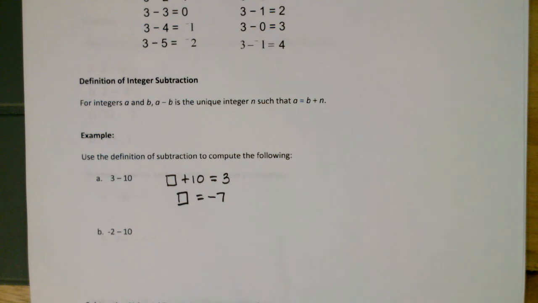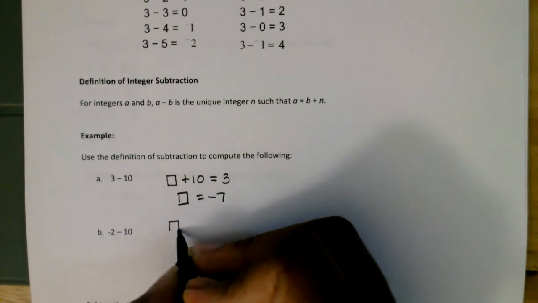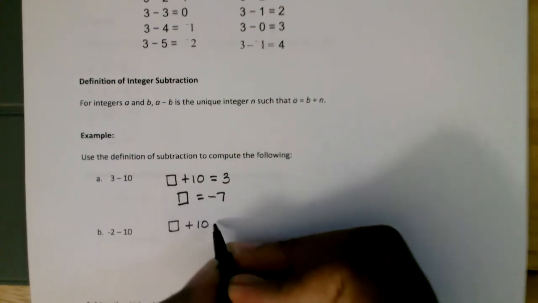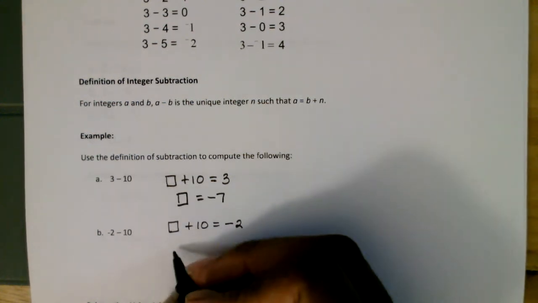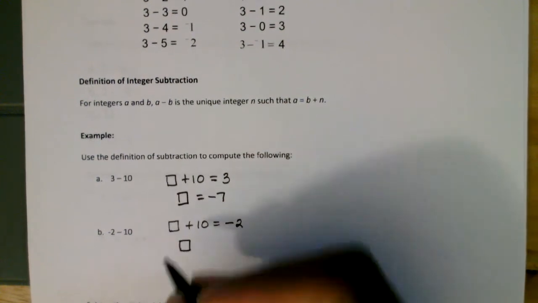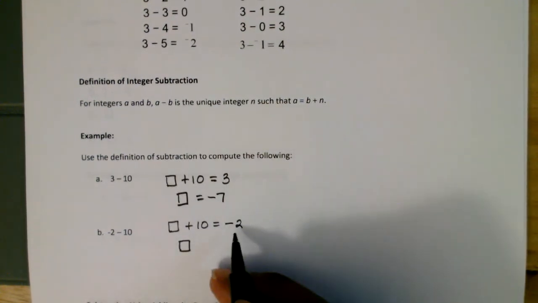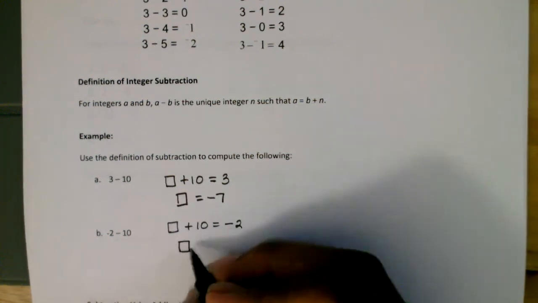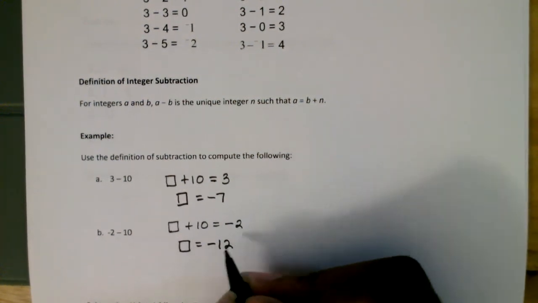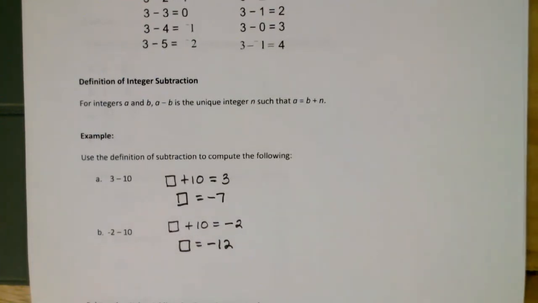And this number here, this difference, -2 minus 10, that would mean some number plus 10 must give us a -2. And let's think about this for a moment here. Well, if I get a -2, that means that this number has to have a greater absolute value. And it'll have to be like -12, because -12 plus 10 does give me -2.